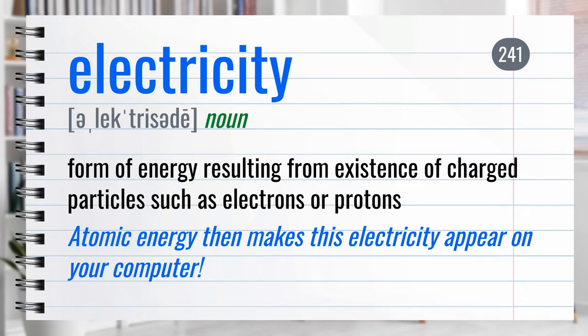Electricity. Electricity means form of energy resulting from existence of charged particles such as electrons or protons. For example, atomic energy then makes this electricity appear on your computer.